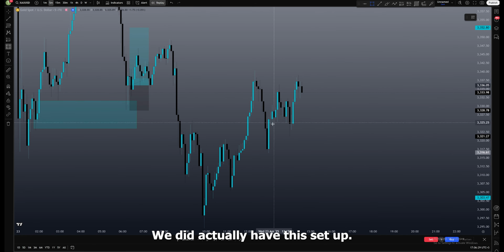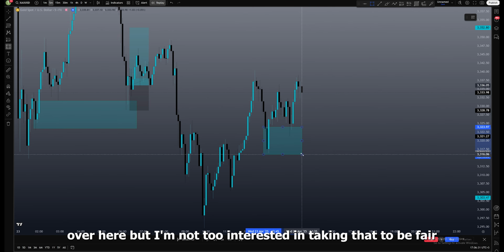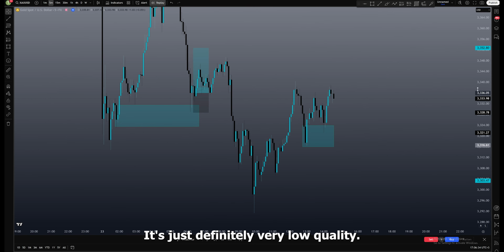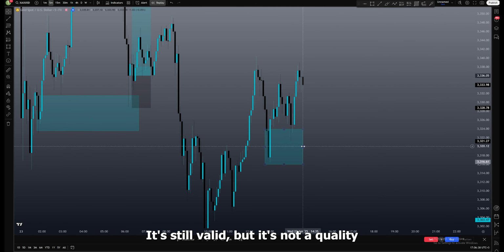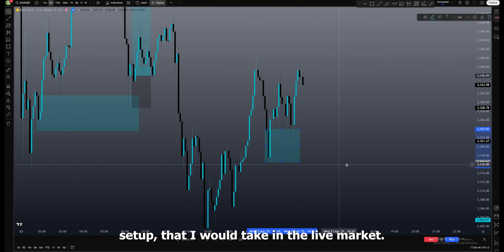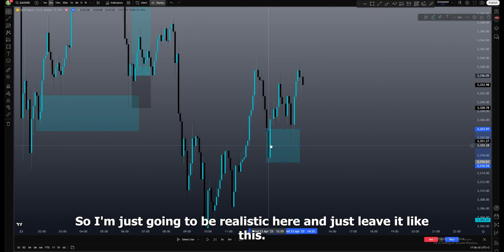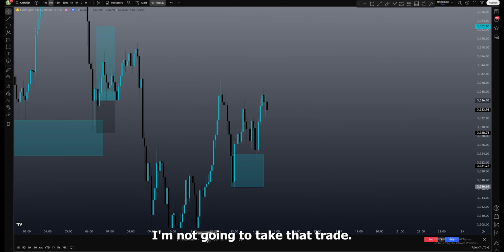Alright, we did actually have this setup over here, but I'm not too interested in taking that, to be fair. It's just definitely very low quality, so I just have it marked out. It's still valid, but it's not a quality setup that I would take in the live market, so I'm just going to be realistic here and just leave it like this. I'm not going to take that trade.